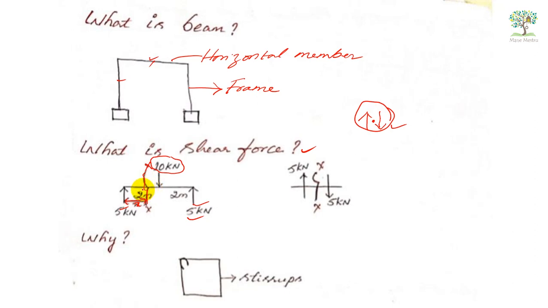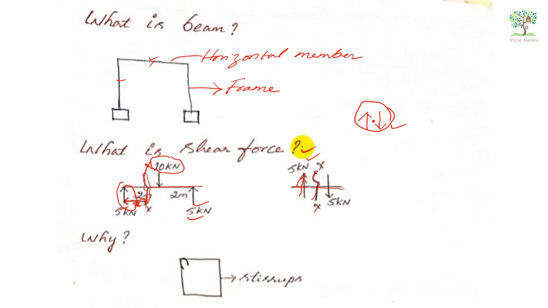Now I will calculate the shear force at this section. I can calculate shear force from the left side or the right side. You will understand that whether you calculate from the left side or right side, it will remain the same. For example, here I have drawn a section. To the left of the section, only this 5 kilonewton is acting, which is trying to push upward. Correct or not? This load is trying to push upward, by 5 kilonewton.